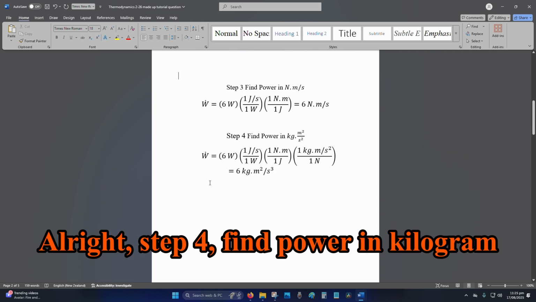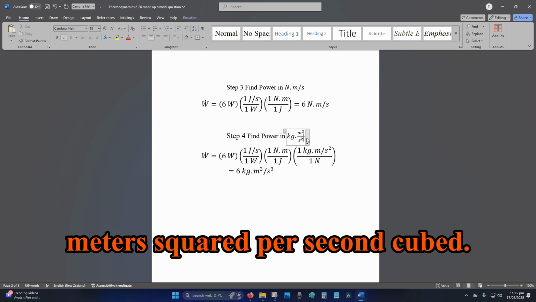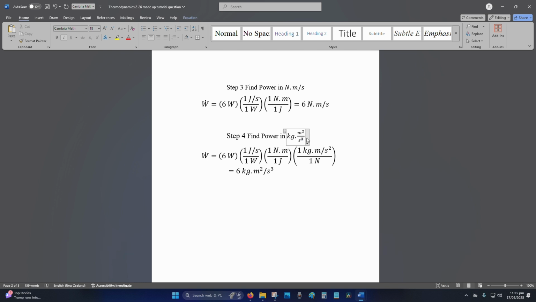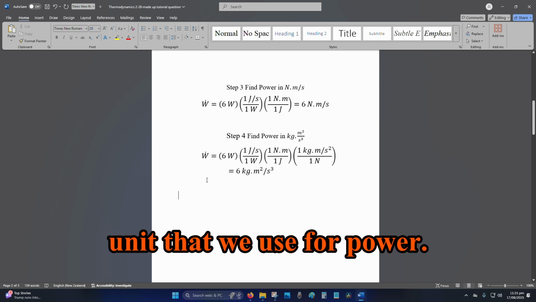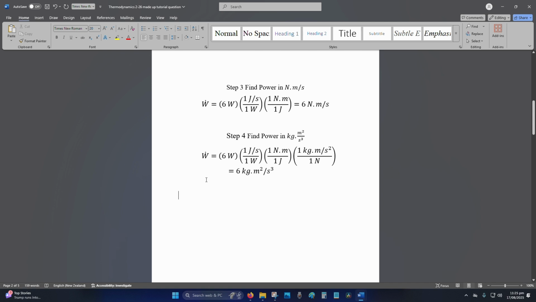Alright, step 4, find power in kilogram meters squared per second cubed. That's also a very niche unit that we use for power.